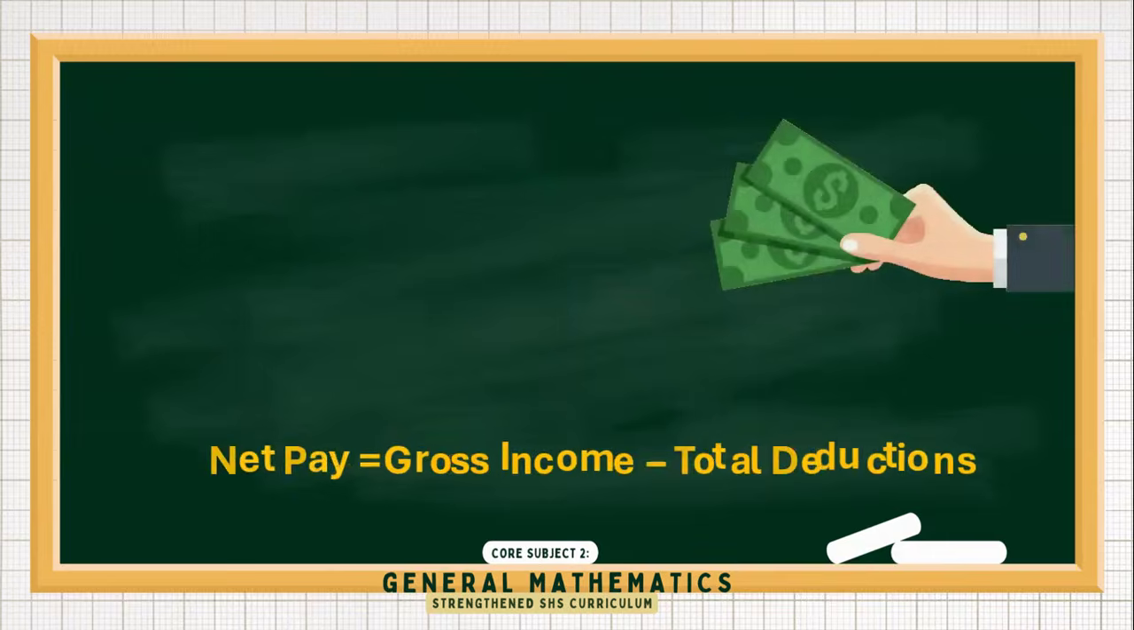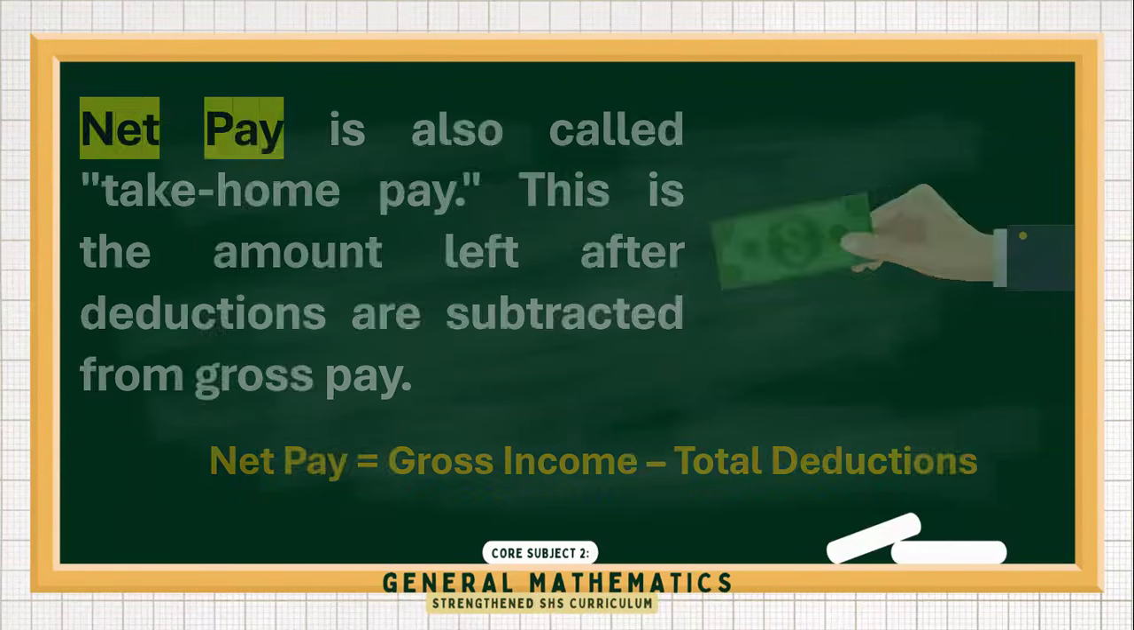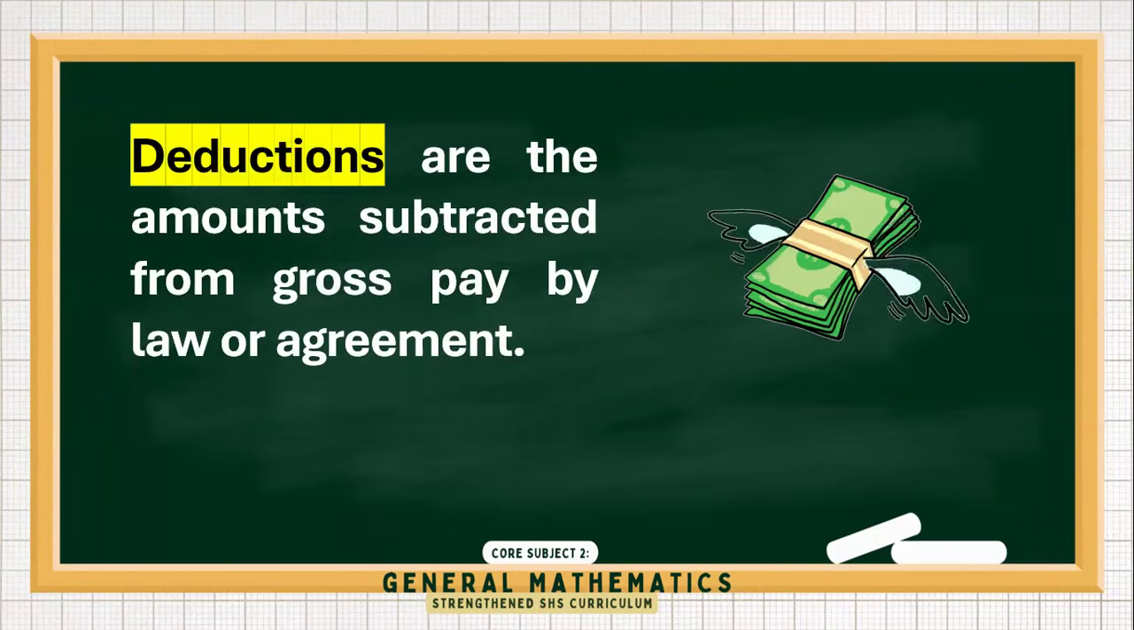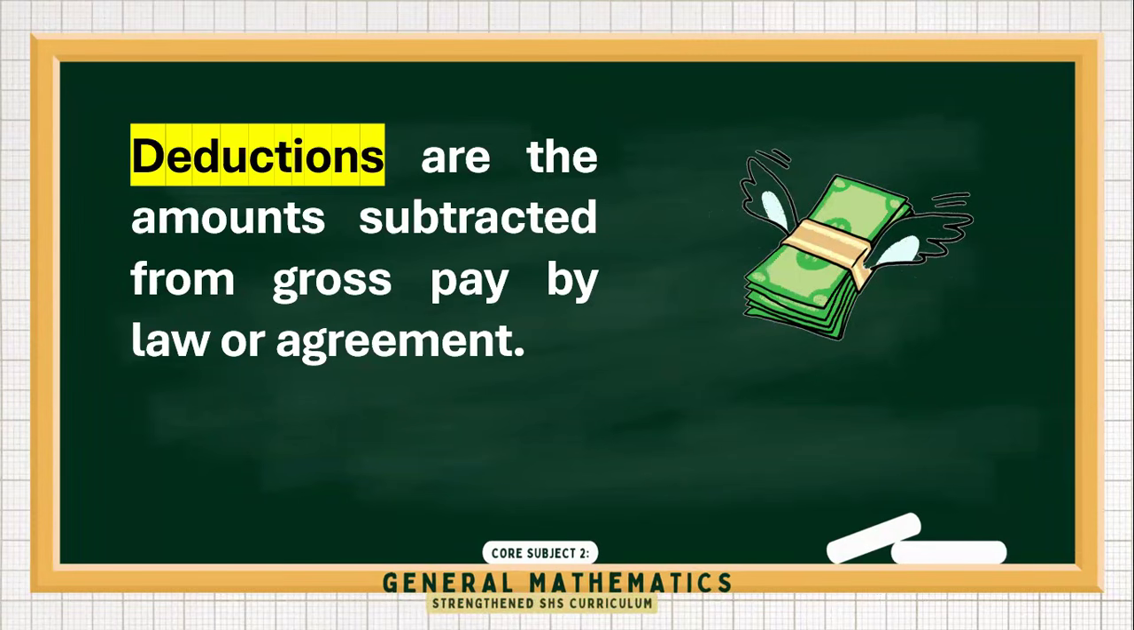Next is net pay. Net pay is what's left, the actual take-home pay. To get that, we subtract the total deductions from the gross income. Deductions include SSS or GSIS, PhilHealth, Pag-ibig, and withholding tax. Remember that gross income is what your contract says, while net pay is what you actually receive. And understanding this would help you avoid budgeting mistakes.